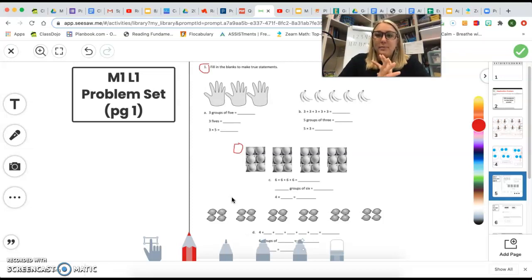Hey friends, so we are going to work on this problem set, and we're going to work on a couple problems together. We're just going to go through these pretty quickly. So we're going to look at this first problem right here with the hands, kind of like this.